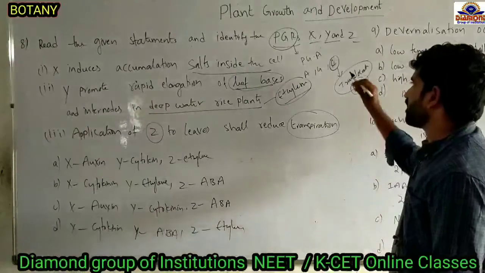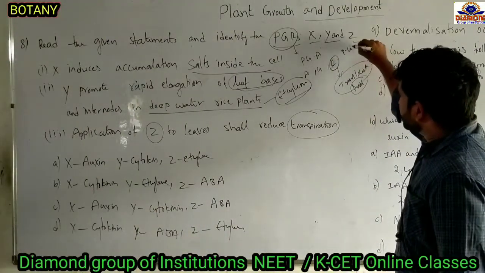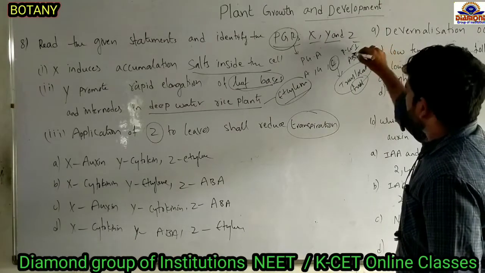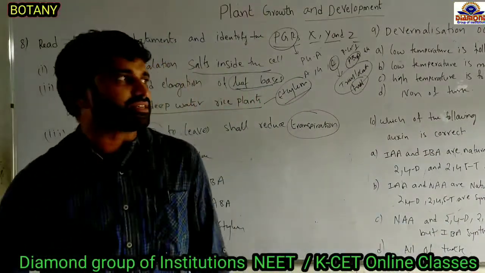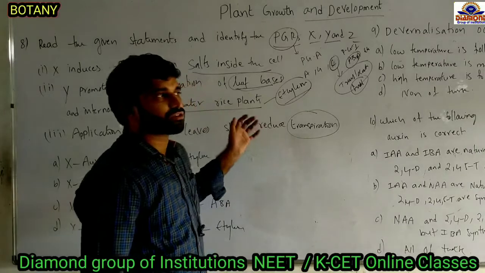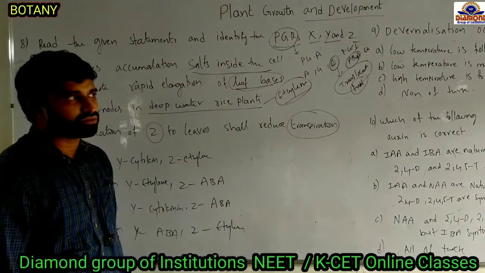So out of the 5 phytohormones, 2 are plant growth inhibitors. Those are abscisic acid and ethylene. So abscisic acid, one of the phytohormones, can reduce the transpiration, means this abscisic acid leads to the closing of stomata. If the stomata is closed, the transpiration rate stops.